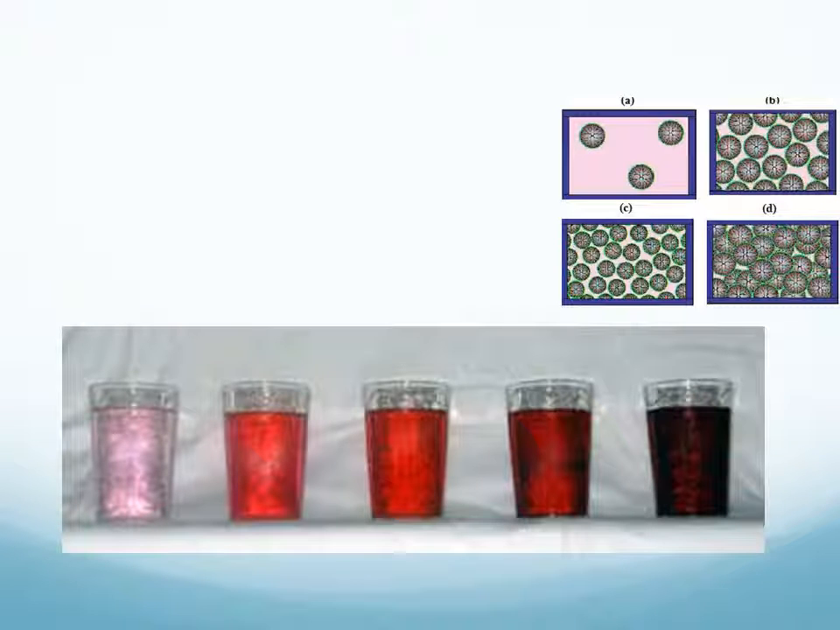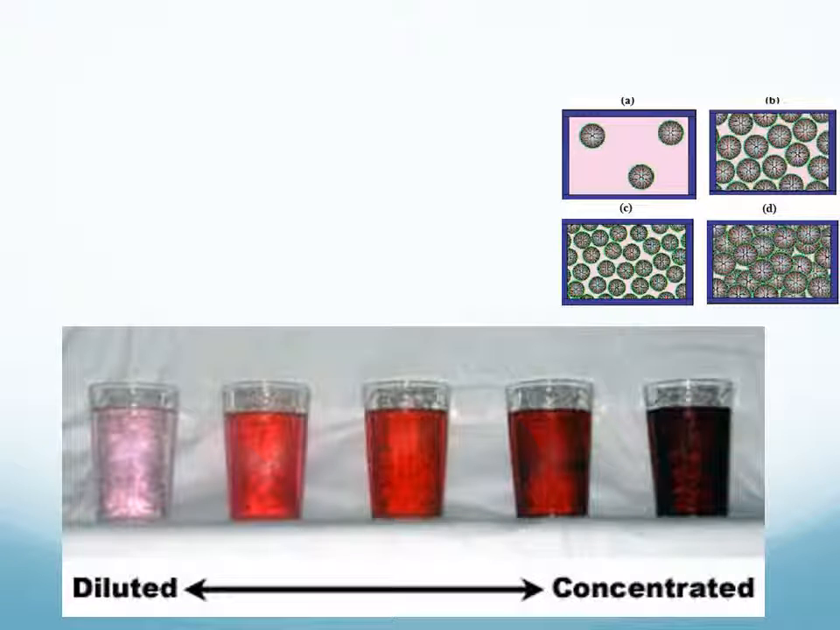How are these glasses of Kool-Aid different from each other? Why is one so light, one so dark, and the other's different shades in the middle? The difference is how much solute particle is dissolved in each glass. The leftmost has very little solute and increases left to right, and the rightmost has a lot of solute. We might use words like dilute and concentrate to describe this phenomenon.